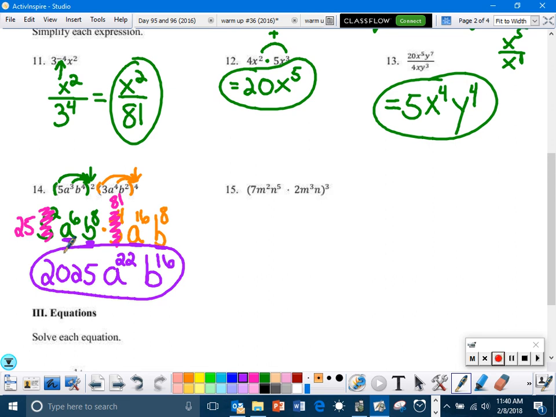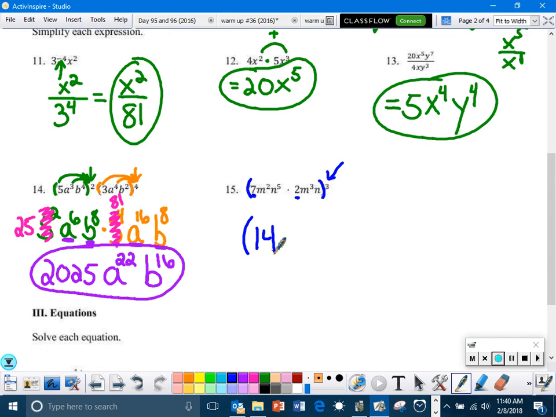15. In this problem, you will notice that all of this is grouped, and there's an exponent of 3 on the outside. Well, first, if you follow your order of operations, we need to take care of what's inside the parentheses. So, we're going to take the 7 times the 2, which is 14.